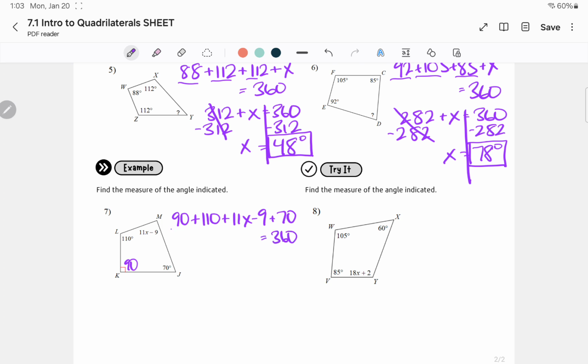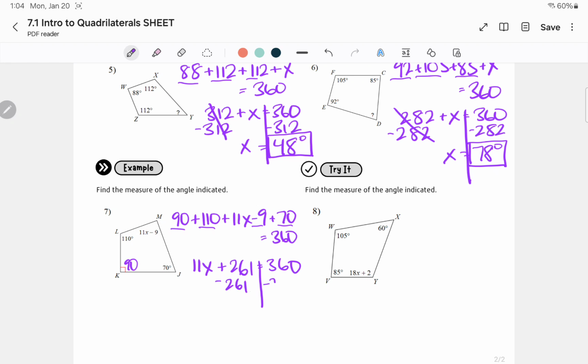So I'm going to still combine like terms. Okay, so I have the 90 and the 110. That gives me 200 minus 9 plus 70 is 261. So see how this 11x is still there. So bring the 11x down. Then you have 261 left, and that's still going to be equal to 360. So now you're going to go ahead and solve for x.